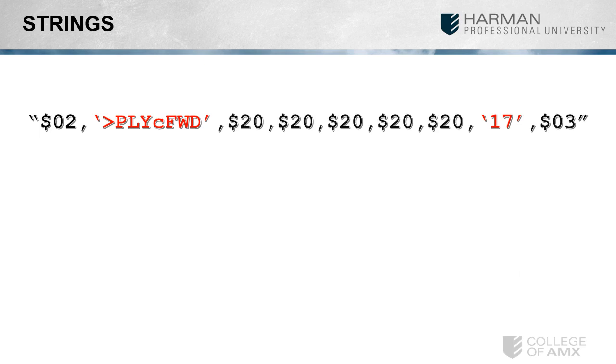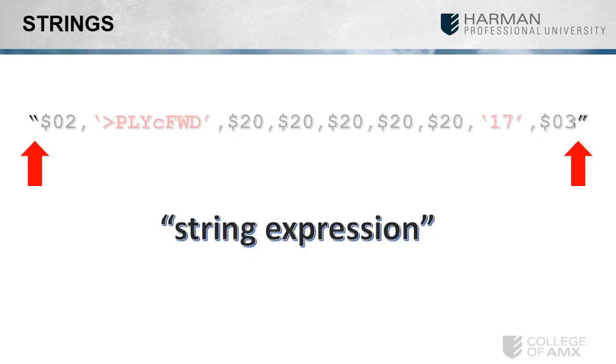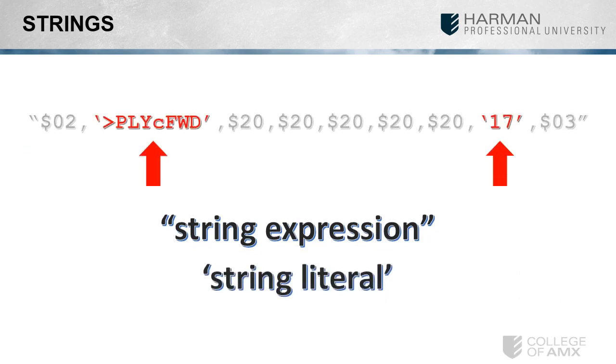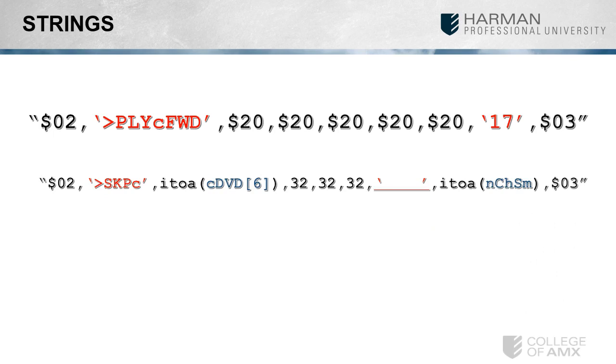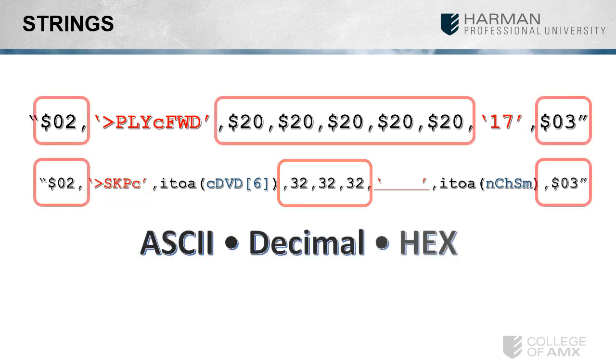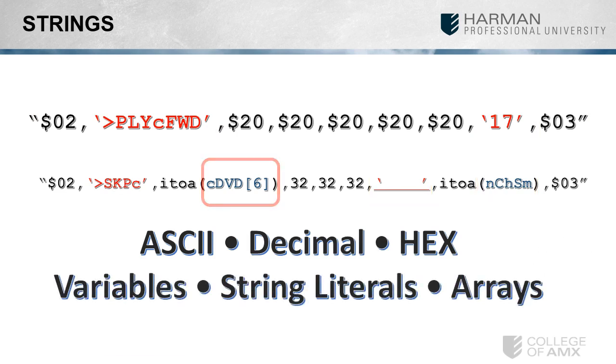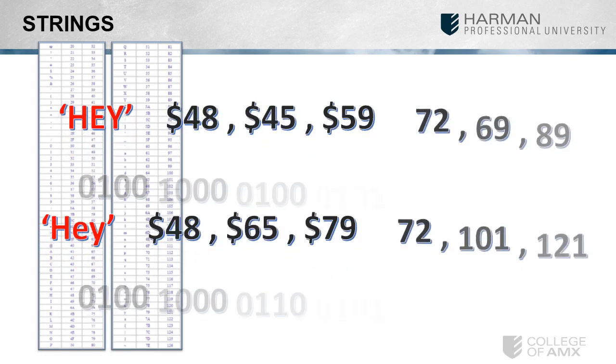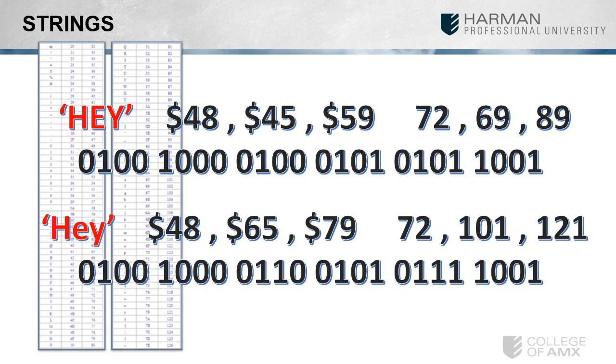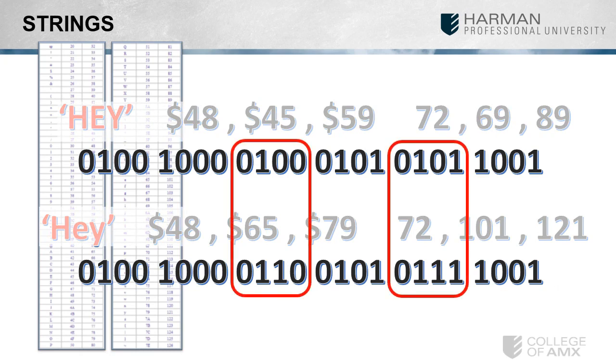Notice that a string is put together with double quotes. We call this a string expression, and the single quotes, we call this string literal. A string expression combines two or more types of data into a single string. It can contain any ASCII character, decimal, or hex value, variables, string literals, and arrays. String literals can only enclose values ranging from decimal 32 to decimal 126, which represents an ASCII character. A string literal is a constant value that is set at compile time. Once loaded into the central controller, this string cannot be changed.